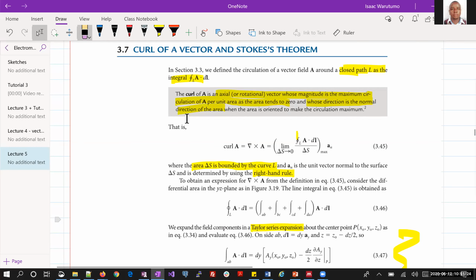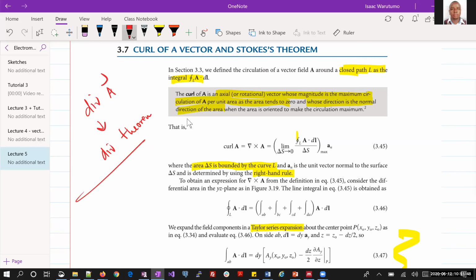And now we jump to what we call curl of a vector. And these two come together, curl of a vector and Stokes' theorem. The way we define divergence of a vector, after we define divergence of a vector, we went to divergence theorem. Now we are saying that you're going to define curl of a vector, curl of A, and after we have done that, we are going to define Stokes' theorem. So that is where we are, and we are going to start just by going briefly through our notes.